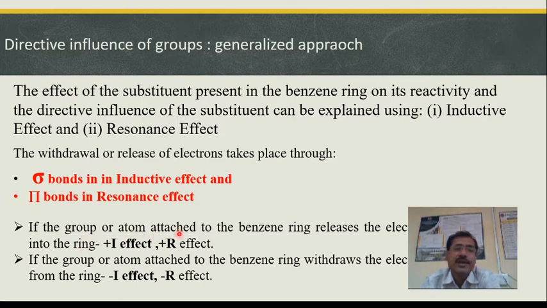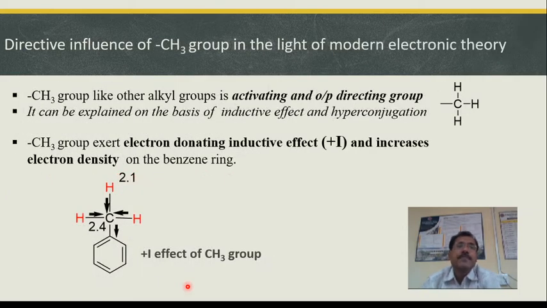So if the group or atom attached to the benzene ring releases electrons into the ring either by plus I or plus R effect, or if the group or atom attached to the benzene ring withdraws electrons from the ring, then it is minus I or minus R effect. So based on these fundamentals, we'll move ahead and see how we can explain the directive influence of the different groups. Now, the directive influence of the CH3 group we will see first.